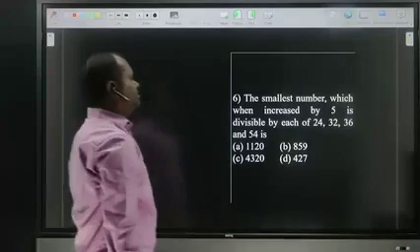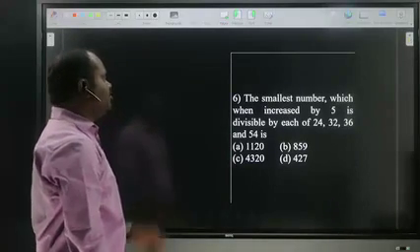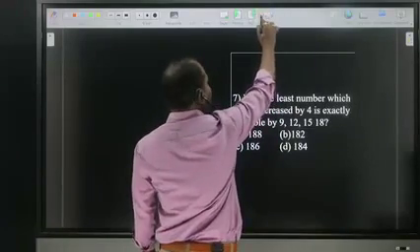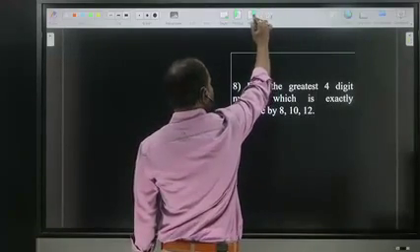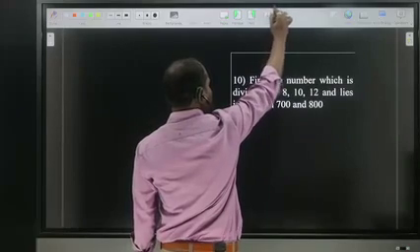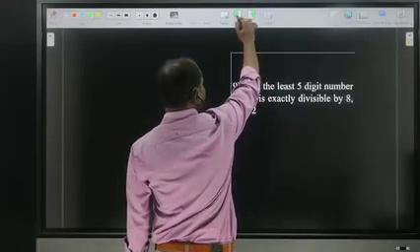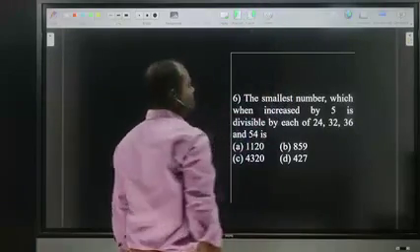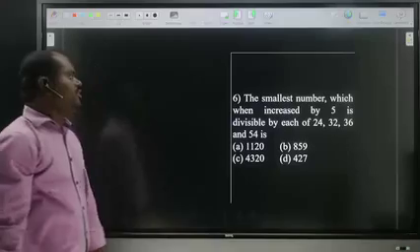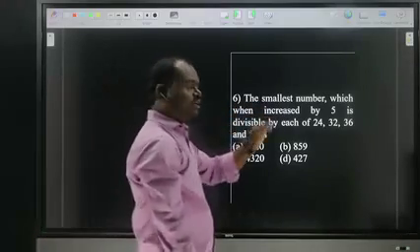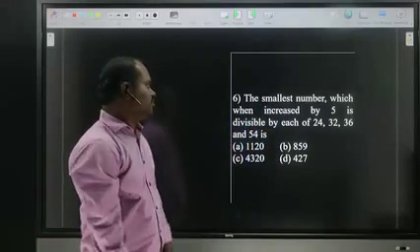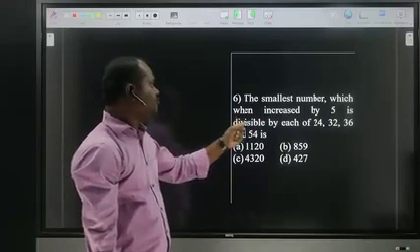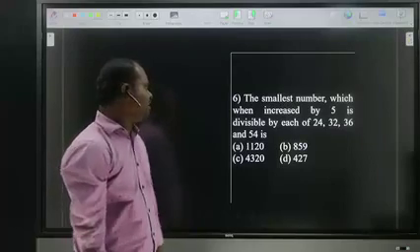Now we are looking at the next example, another model. The smallest number which when increased by 5 is divisible by each of 24, 32, 36 and 54.